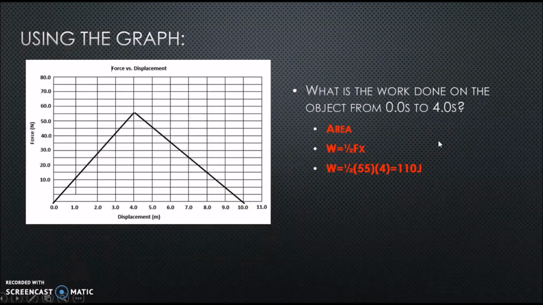All right, we can also use a graph to help us answer some of these problems. It says, what is the work done on the object from 0 to 4 seconds? So first we're going to have to find the area under the object in our graph. Use the formula work equals 1/2 times force times distance. And we should get 1/2 times 55 times 4 equals 110 joules. So again, the 55 is coming from the point on our graph, and the 4 is coming from the displacement, the meters down below.